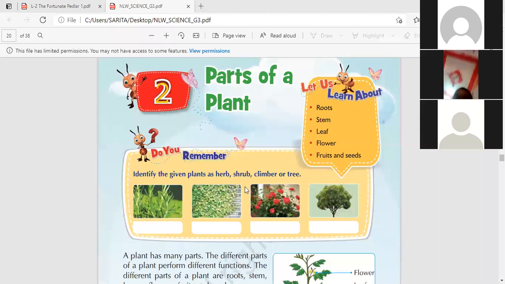Today we will read lesson number 2, parts of a plant. In this chapter, we will read about roots, stem, leaf, flower, fruits and seeds. We will read about different parts of a plant. Let's start now.